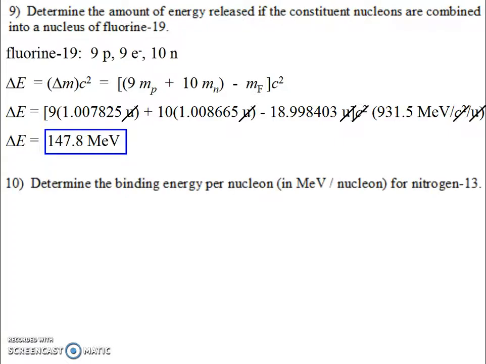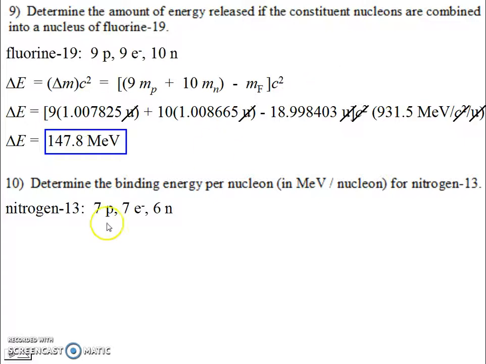All right, let's try another one. Let's try number 10 here. Now we're doing binding energy per nucleon for nitrogen 13. But we're going to start off the same way. So start off the same way by writing down the isotope, listing out what everything is, and setting up your equation.